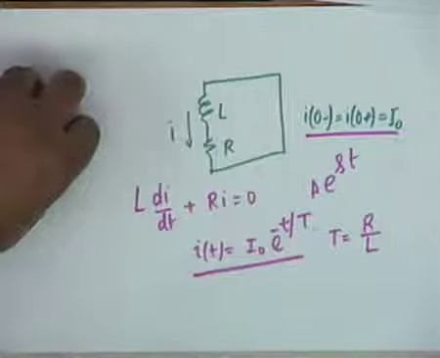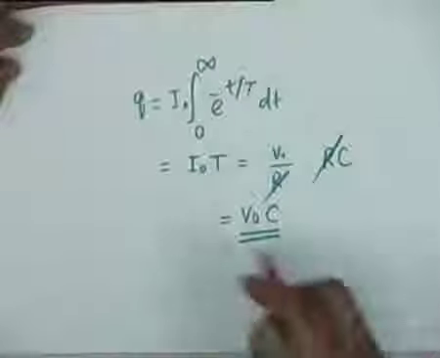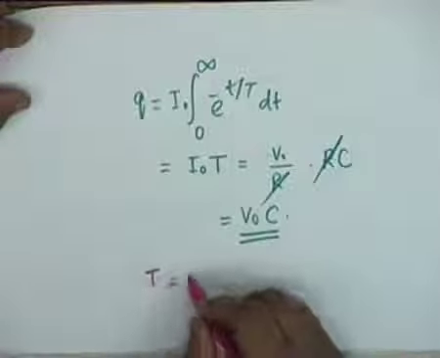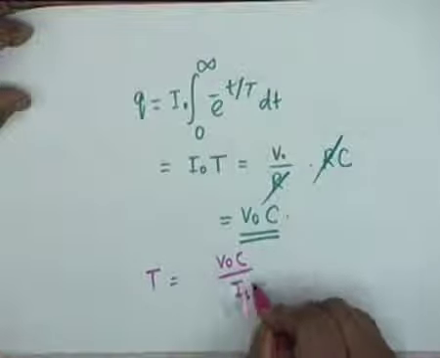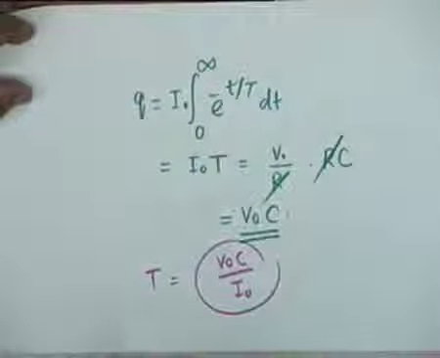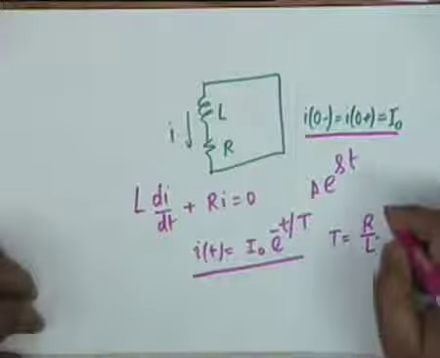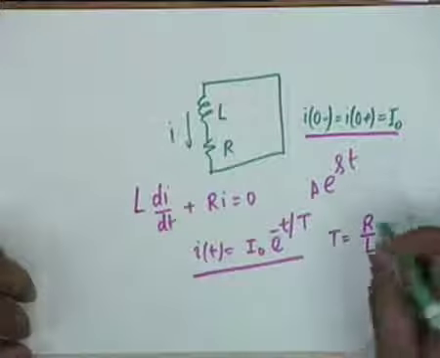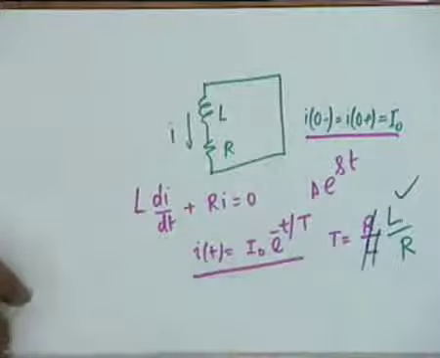Is that clear? Let's go back here. Pardon me? What is the time constant? Time constant, you see, can be written as T equal to V0 C divided by I0, if I go back to the original problem. In that inductor thing, it should be T equal to L by R. Yes, sir, L by R, not R by L. Thank you. This is the correct story.